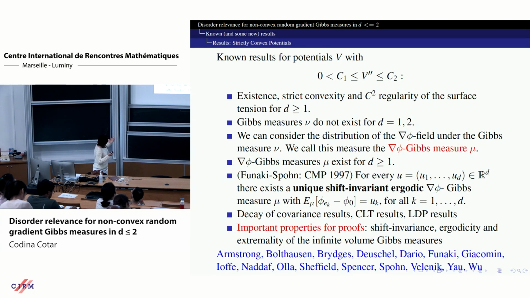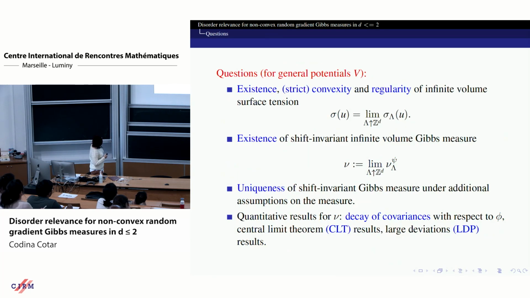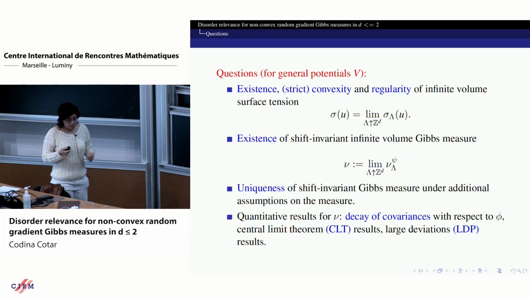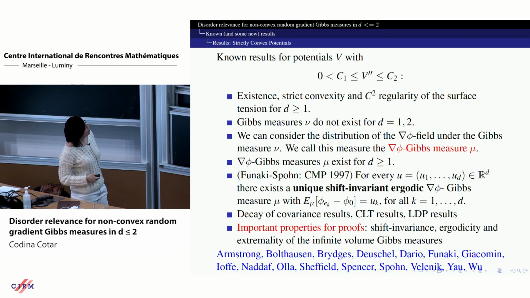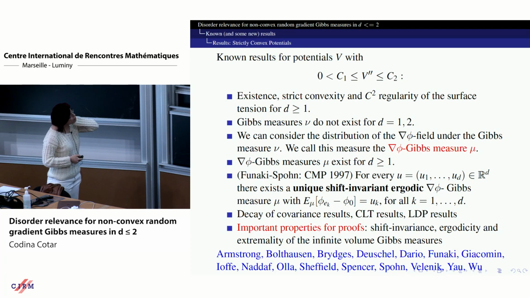So this question, we wanted to know whether such a limiting object existed. Yes, and it exists. You can show that this limit exists by some careful subadditivity argument that can be located in the paper of Funaki and Spohn. Then the next question is, is it convex? And you can prove strict convexity. And you can also prove C2 regularity.